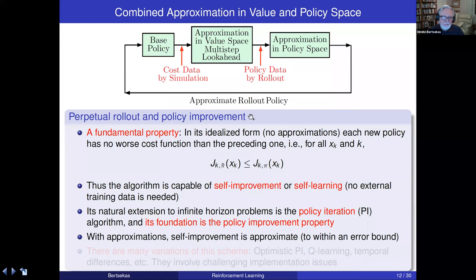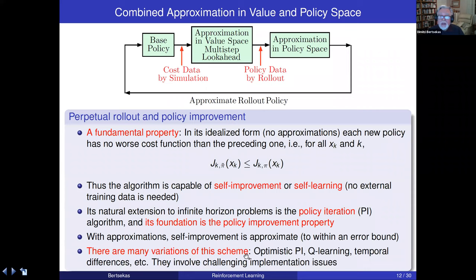And there are also several variations of this scheme, which we're going to look at in the latter half of the course, involving so-called optimistic policy iteration, where there are gross approximations, Q learning that involves Q functions rather than cost functions, and methods of temporal differences that you may have seen if you have been reading the reinforcement learning literature. All of these involve challenging implementation issues. They have interesting properties, and they have a lot of pitfalls in how they are applied. Sometimes they work, sometimes they don't. And it's very important to understand exactly what they're doing and where they can go wrong.